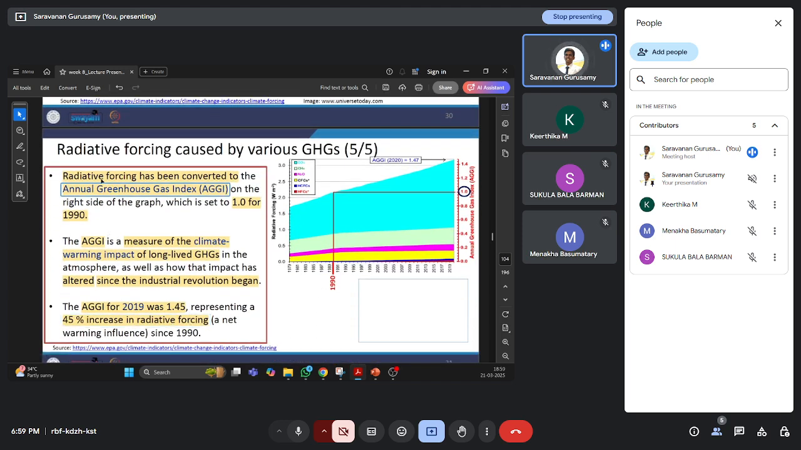Another impactful factor is AGGI, the Annual Greenhouse Gas Index. They have taken 1990 as the reference, with a value of 1, and you can see that in 2019 it was 1.4. So in 2019, AGGI was 1.45, representing a 45% increase in radiative forcing, a net global warming influence. So it is increasing every year.